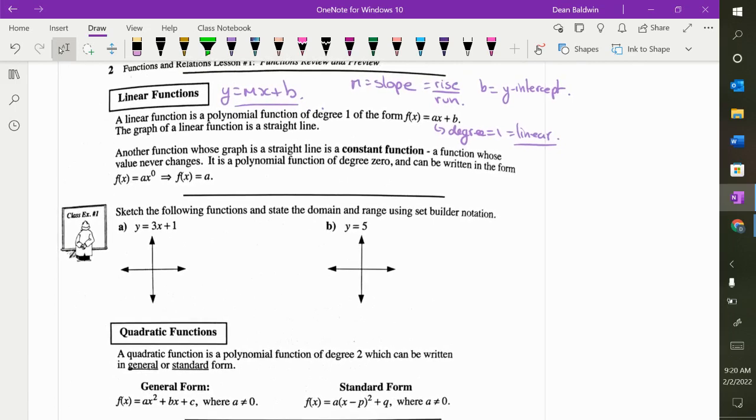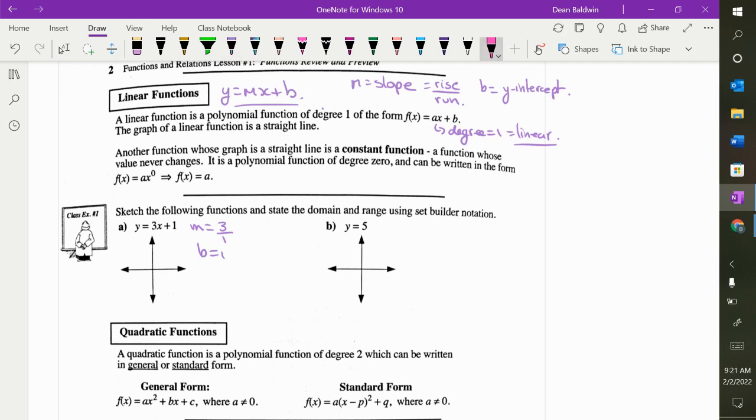if I asked you to sketch 3x plus 1, we're just sketching here, okay? What is my slope? M. What is my slope from the equation? 3, right? The number in front of the x. The m is in front of the x. So it's 3. I'm going to write it as 3 over 1, okay? Because I want rise over run. What's my y-intercept? 1.